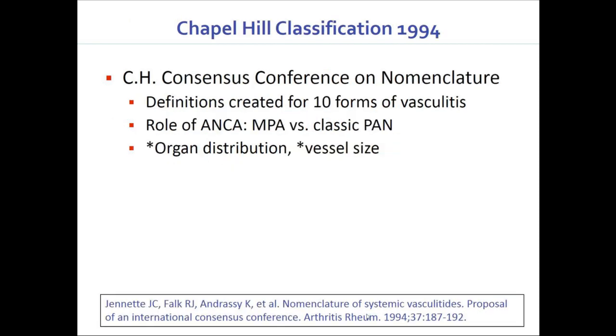Four years later, a consensus conference on vasculitis nomenclature was held in Chapel Hill, North Carolina, and definitions were created for 10 forms of vasculitis. Again, the role of ANCA played a major part in this classification scheme, as well as organ distribution and vessel size.